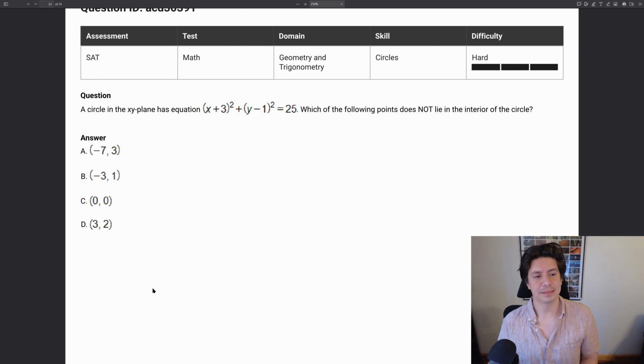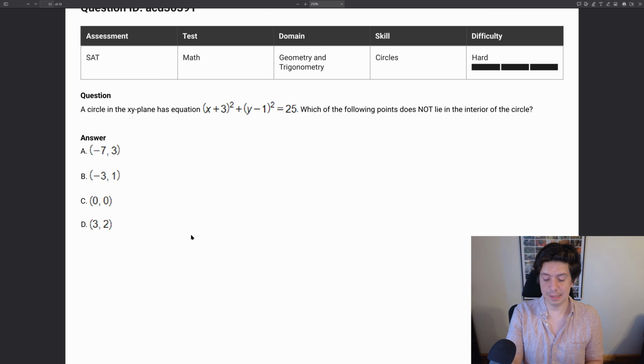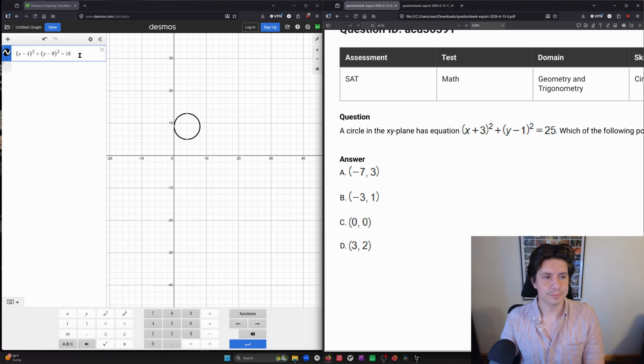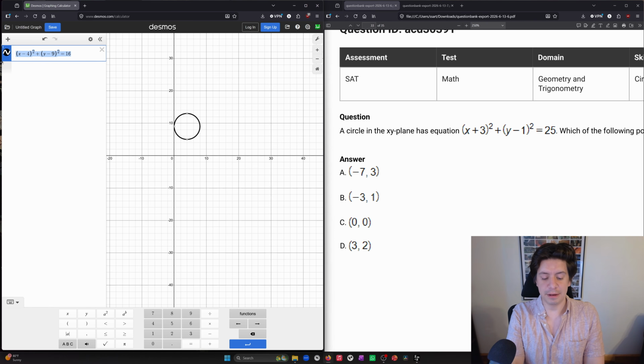Three left. Let's see this one. A circle in the xy plane has equation (x plus 3) squared plus (y minus 1) squared equals 25. Which of the following points does not lie in the interior of the circle? I am just going to graph this one with Desmos, and that should be it. If you didn't do that, you would find the radius and see which of these is farther from the center than the radius, but we don't need to do that.